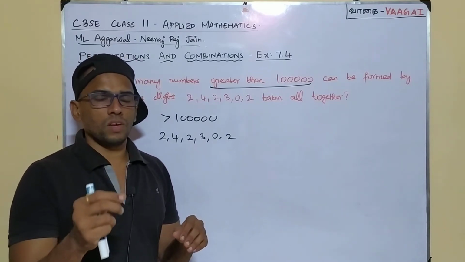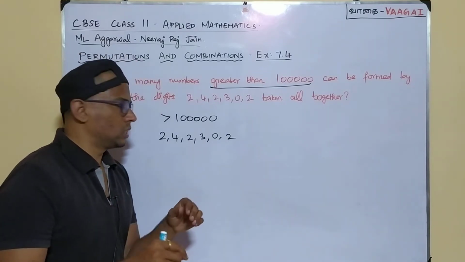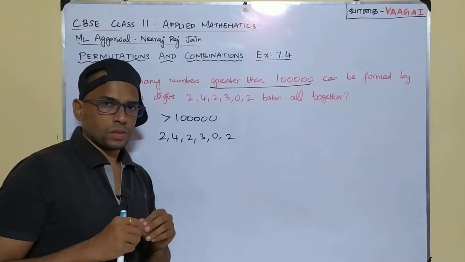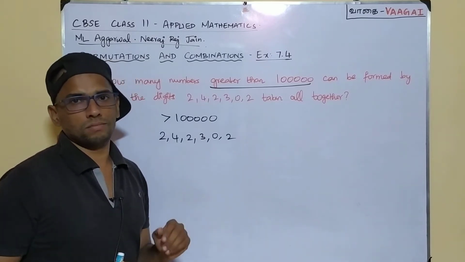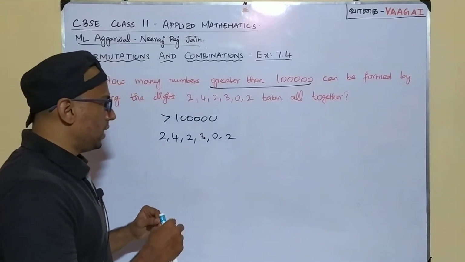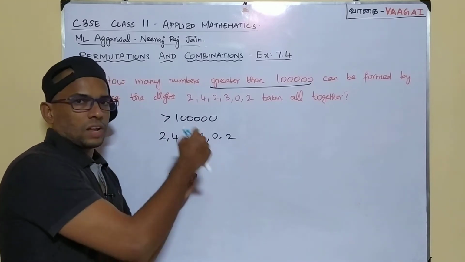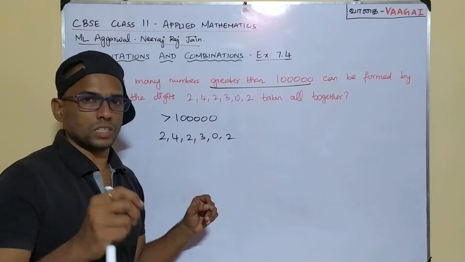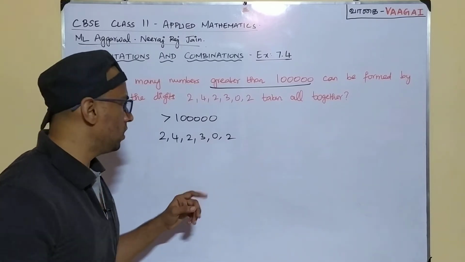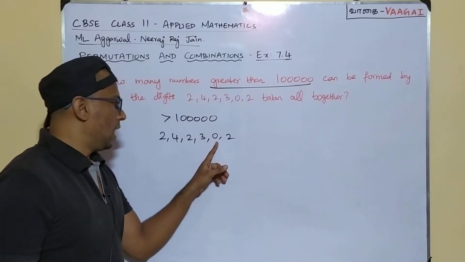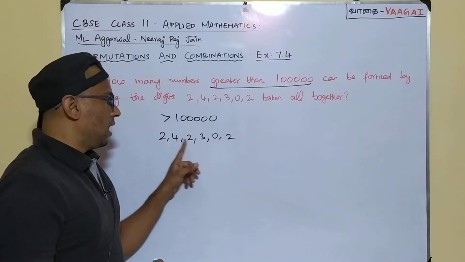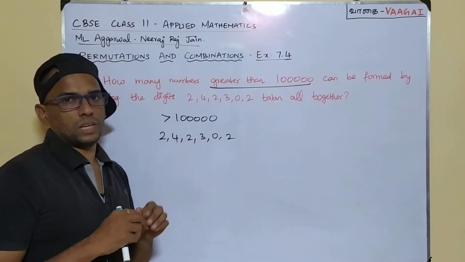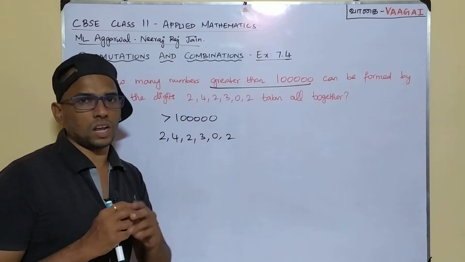And at the same time, if you notice, just see these digits. Are these digits distinct? That also we have to see. That means how many distinct digits are available here, that also we have to see. Distinct means without repetition. If you see, 0 is there, 2 is there, 3 is there, and 4 is there. So only 4 distinct digits are available.